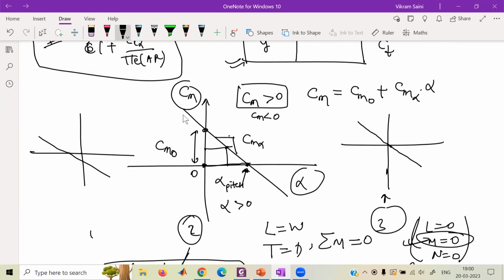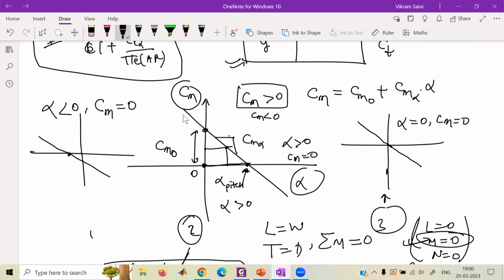Yes, sir. Zero angle of attack. Very good. Alpha is 0 for CM being 0. Alpha is positive for CM being 0. How about this? Which one, sir? Angle of attack is negative for CM being 0, right? It's 0 here. Yes, sir. Angle of attack. Sir, I got a point, sir.